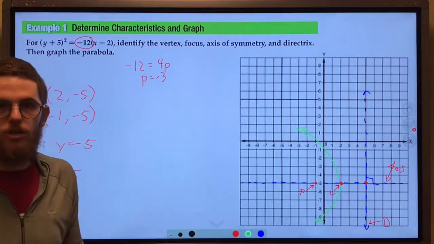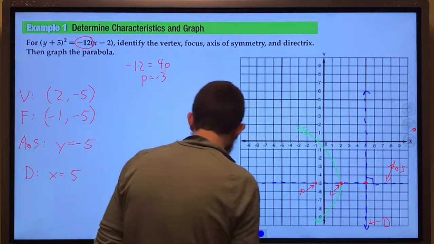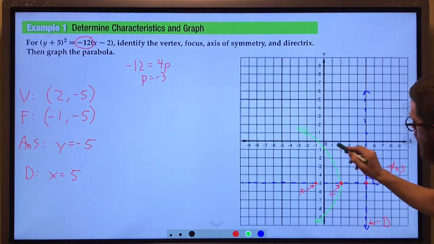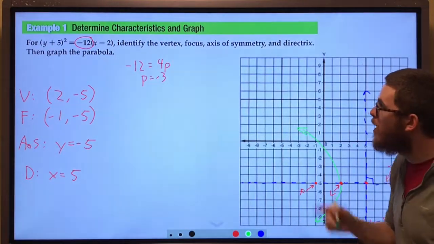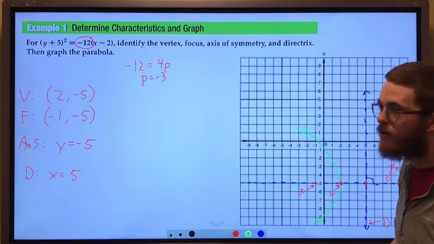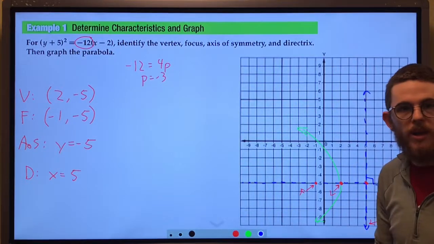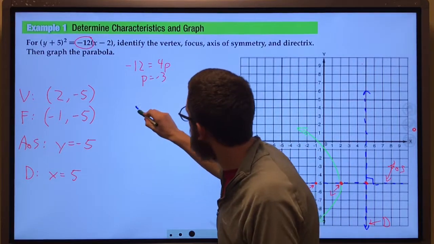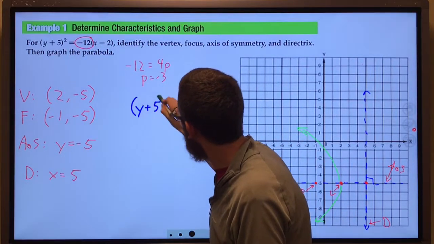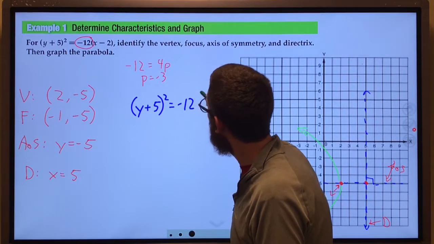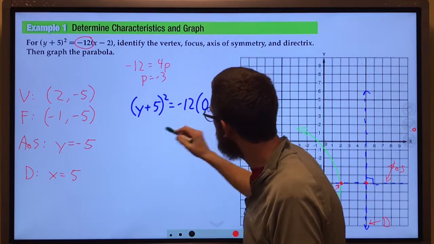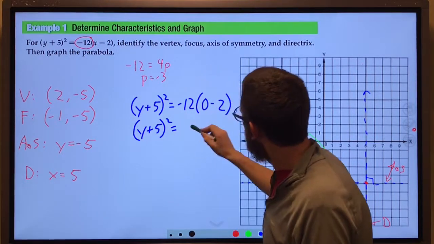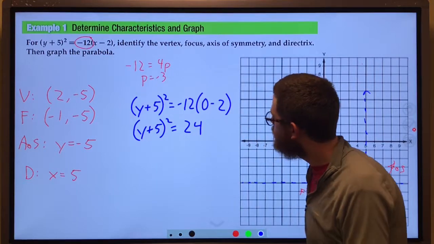But that's not good enough. We need to actually know what it looks like. So I'm going to pick a very easy x coordinate to look at. What happens if x is 0? I'm going to plug it in for x and see what we get out. That gives us some points. (y + 5)^2 equals -12 times (0 - 2), which gives me 24.